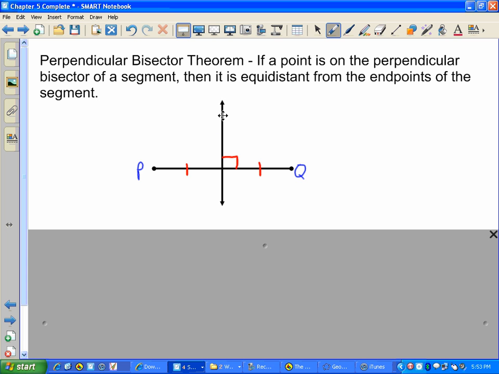Any point that I put on here, okay, let's say this is point D. D is on the perpendicular bisector, so it meets the if part. Therefore, the then part is true. It's going to be equidistant from P and Q. So I would know that dP is going to be congruent to dQ by the perpendicular bisector theorem.